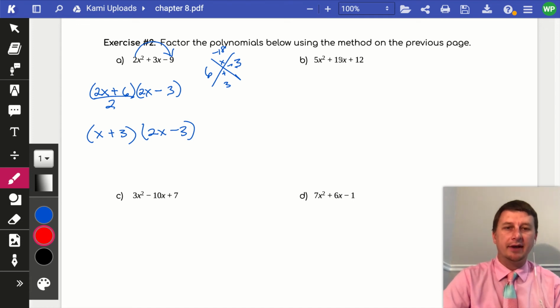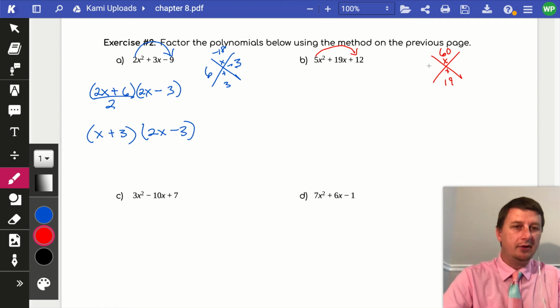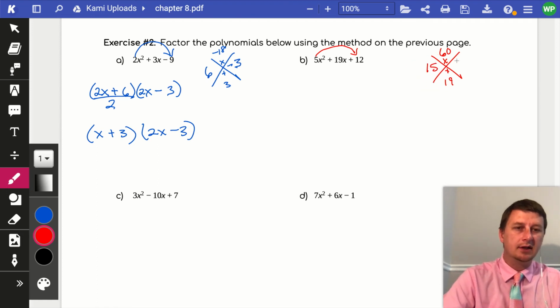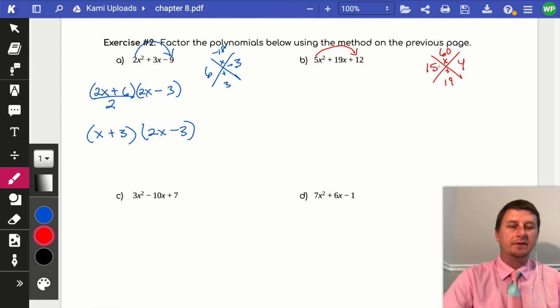Taking a look at 5x squared plus 19x plus 12, is there a GCF? And the answer is no. So again, we're going to multiply our A term times our C term, and we're going to get 60. And our B term is 19. So what two numbers multiply to 60 and add to 19? Pause the video if you need more time. Otherwise, it's going to be 15 and 4. 15 plus 4 is 19. 15 times 4 is 60.